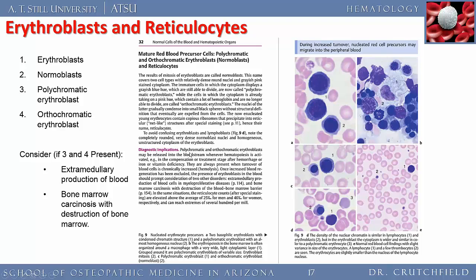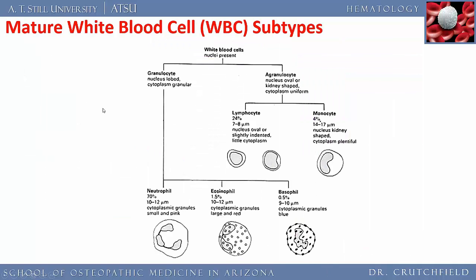So whenever we see too many erythrocytes, whenever we see too many reticulocytes, we're looking at the body trying to compensate for hemorrhage or iron or vitamin deficiency. So that's the clinical importance of a reticulocyte and the fact that they come from erythroblasts. So let's take a minute here and talk about white cells now.